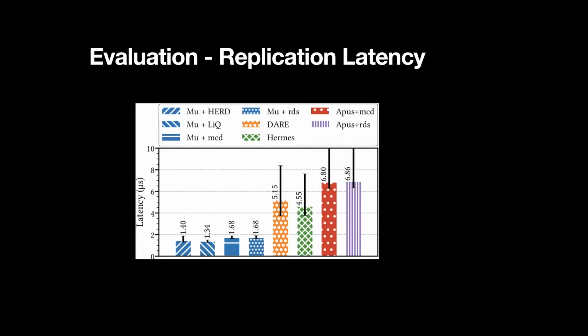The first graph we are looking at is the latency graph. We have numbers for Herd, Liquibook, Memcache, and Redis replicated using mu in the first four bars from the left. Then we have DARE and Hermes based key value store, and finally Redis and Memcache using APUS in the last two. So it's easy to say that the latencies for applications in mu are about 1 microsecond, and they are an improvement of 4 to 5 times over the other algorithms.